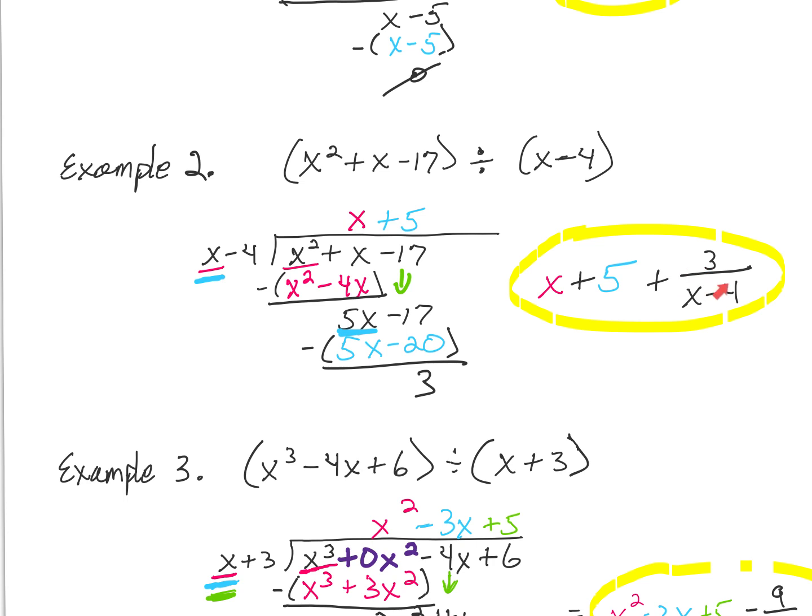So here is how we write our remainder. We got x plus 5 as we were working it out. Then we put our remainder, which was positive, so plus 3 over the divisor x minus 4. And that is our answer.